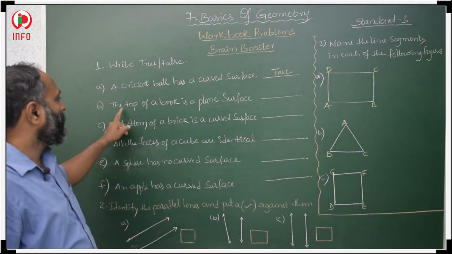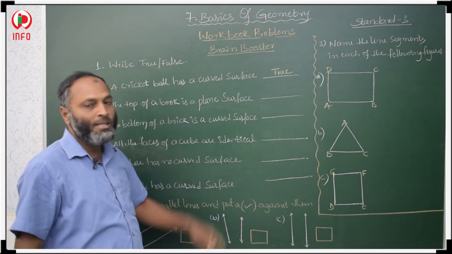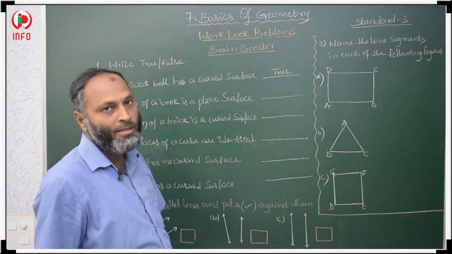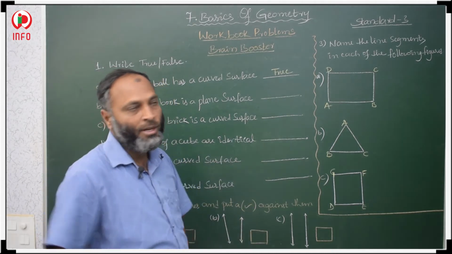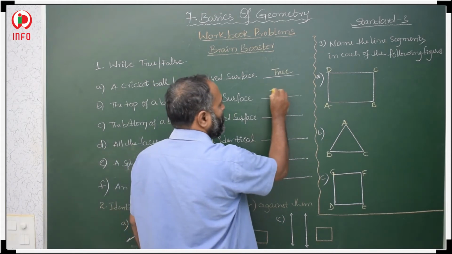Next, the top of a book is a plane surface. Yes, it is correct. Plane surface. It is in rectangular shape or in square shape. So it is a plane surface. So true.